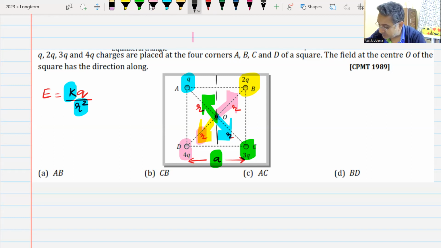The net field will be going in this direction. It will be along the direction of CB. So the answer is CB. And you can easily calculate the value of that field as well. Yes or no? How much will that field be equal to? You will be able to calculate. Yes or no?